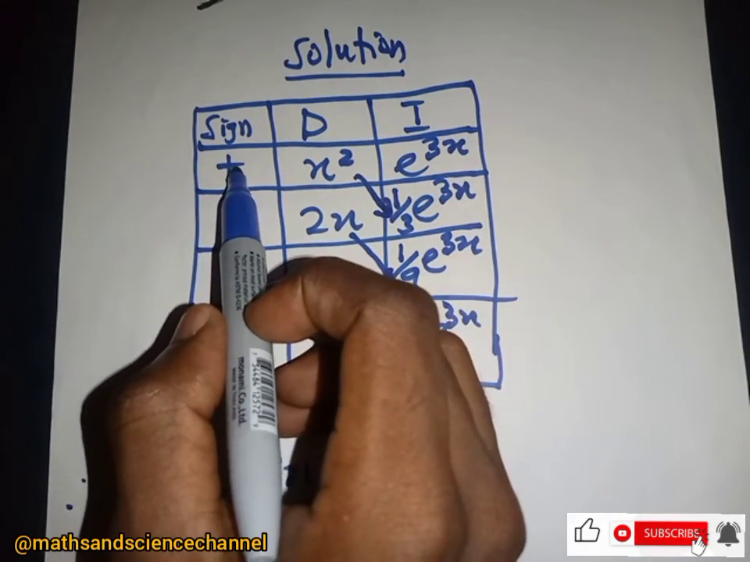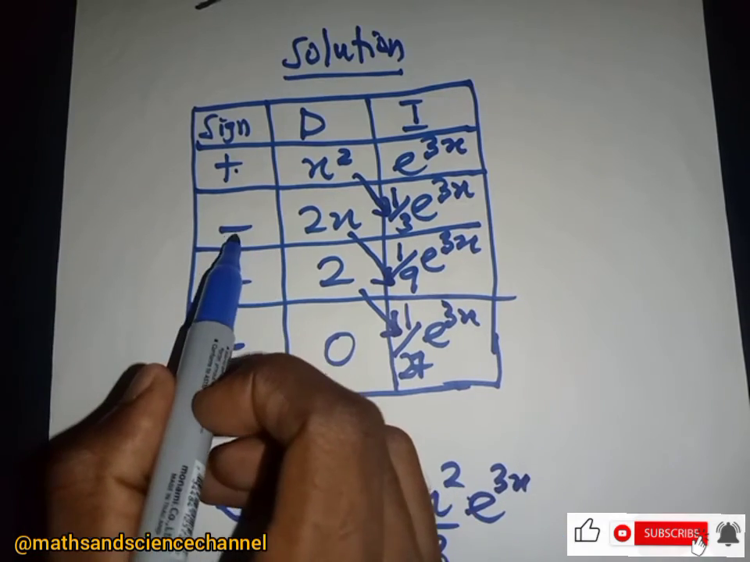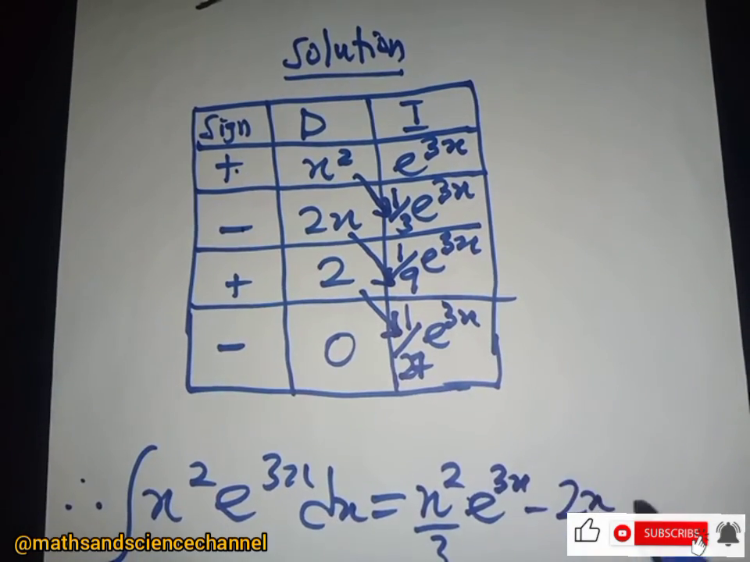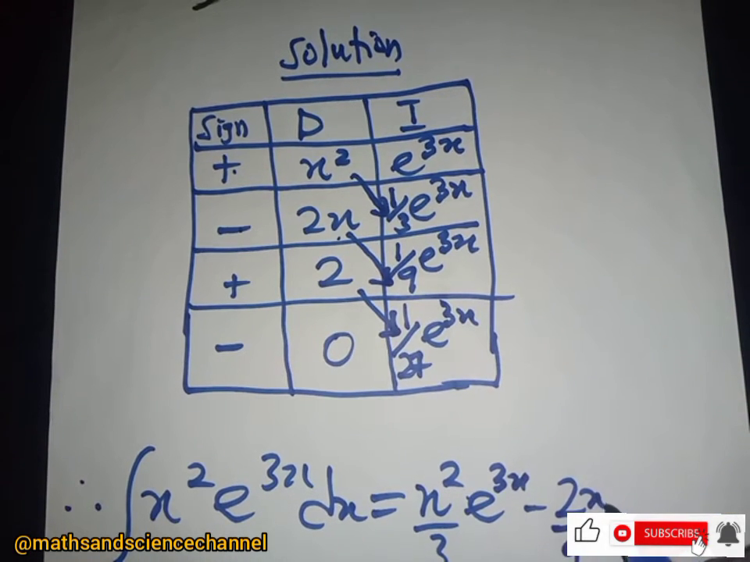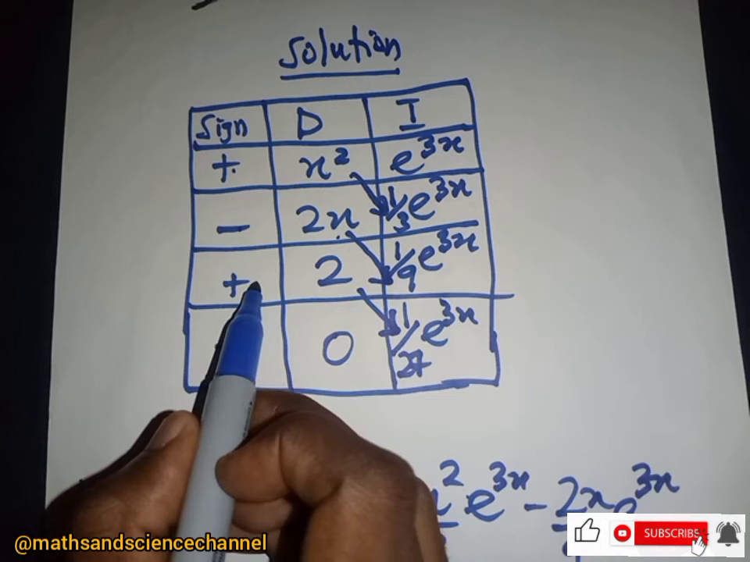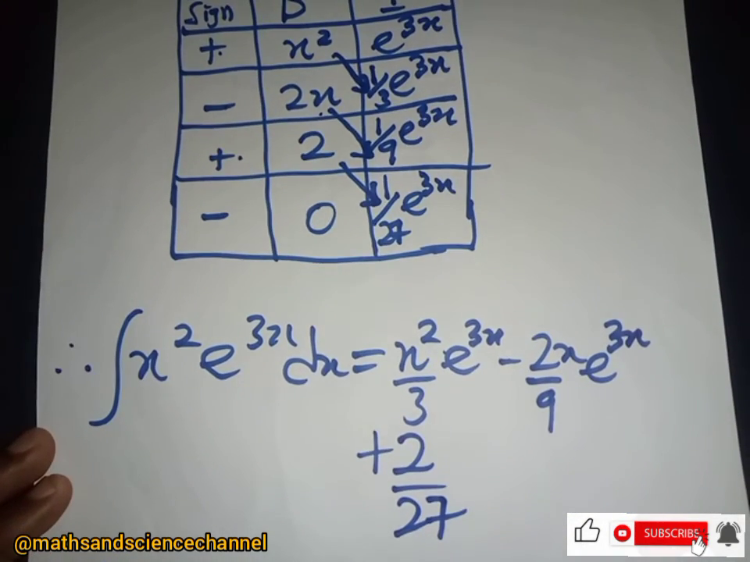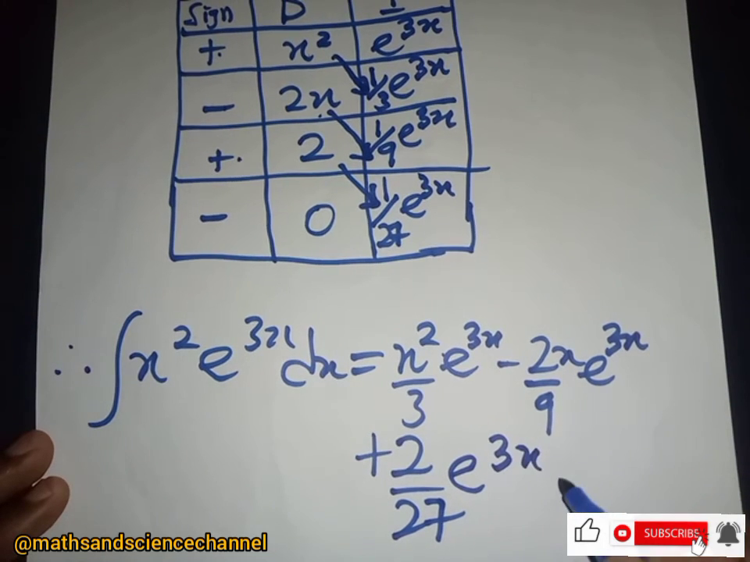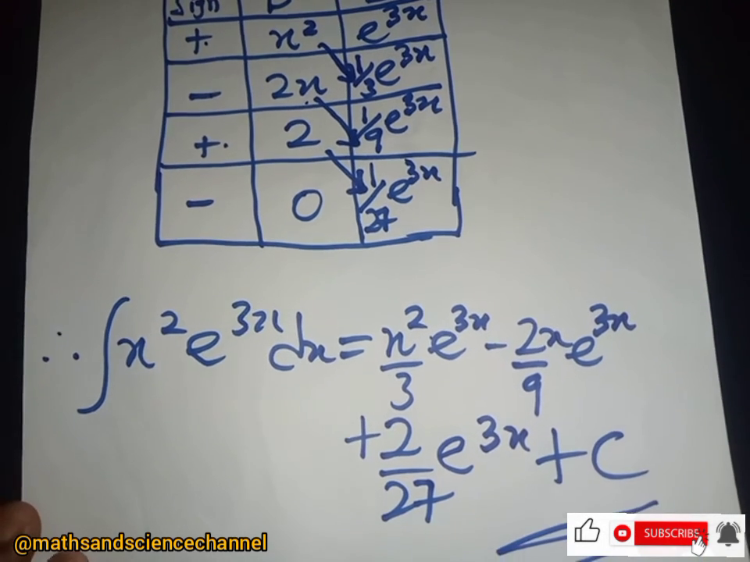So the first one, we have plus x squared multiplying that, so we have x squared over 3 e exponent 3x. The second part, we have negative 2x, right, multiplying 1 over 9 e exponent 3x here. And then the next one, we have 2 multiplies that, so we have positive 2 over 27, right, positive 2 over 27 e exponent 3x plus c, and that will be the answer.